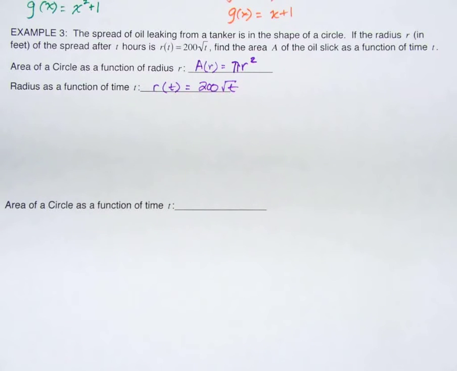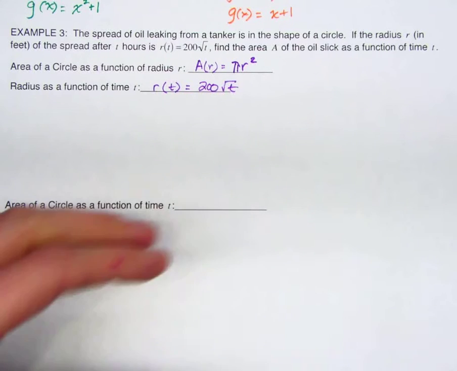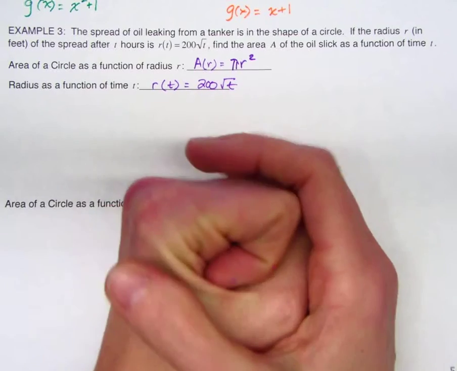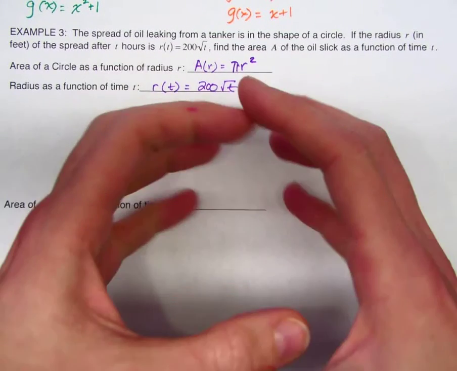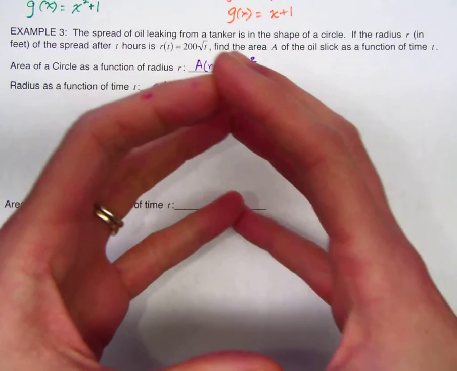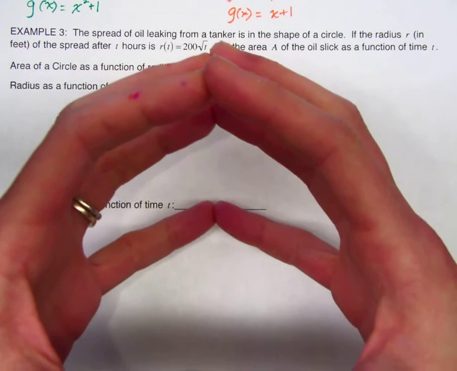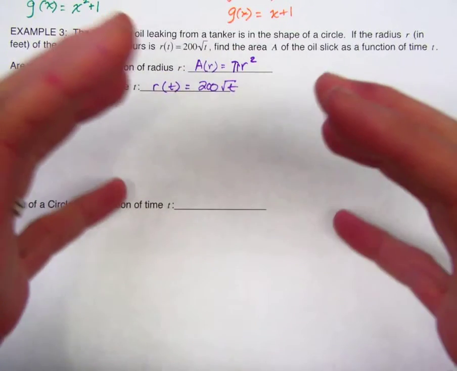Okay, so here is the convenience of composite functions. A composite function, you are putting one function into another so that you can skip the middleman. So I want you guys to visualize what's happening. We have this oil leak. It started and it's spreading and spreading. Well, this equation only gives me the radius.